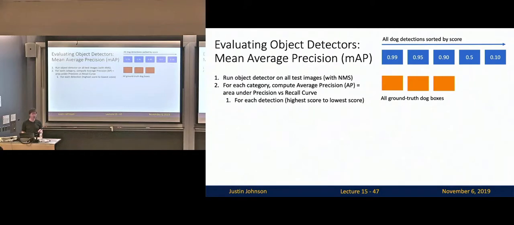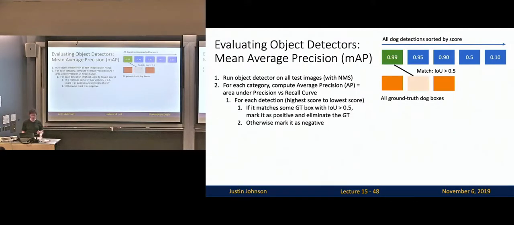Here the boxes in blue represent all of the detections that were output by our detector on all of the images across the entire test set. So maybe the highest scoring dog region across the entire test set had p dog equals 0.99, the second highest scoring dog region had p dog equals 0.95, and so on and so forth. And the orange boxes represent all of the ground truth dog regions on the test set.